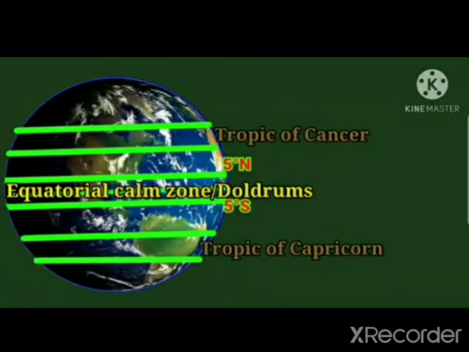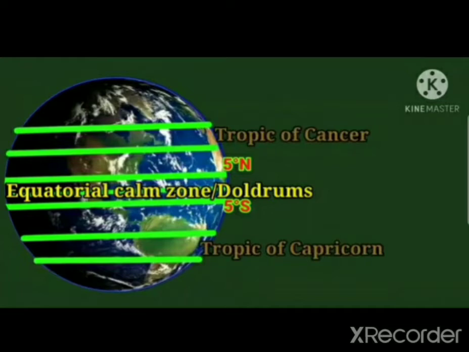So what are the doldrums? That is a region from 5 degree north to 5 degree south of the equator. It remains calm for most of the year and winds do not blow in this region, and it is called doldrums. Then in the area near the Tropic of Cancer and Tropic of Capricorn, that is between 25 degree and 35 degree north and south, there exists a high pressure belt. This is also a calm belt. This belt is called horse latitudes.